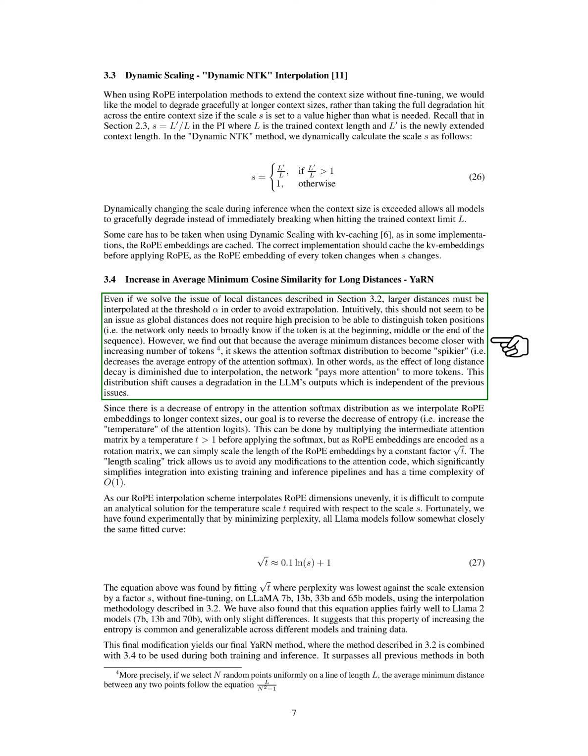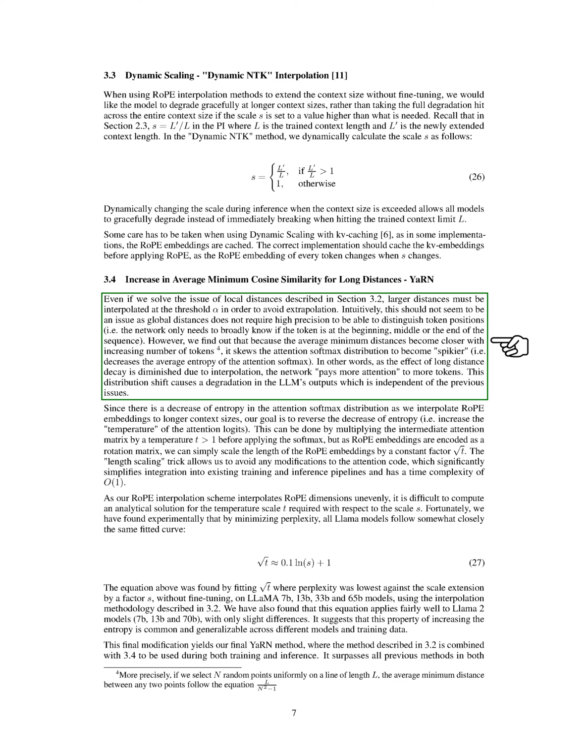However, we found that as the number of tokens increases, the average minimum distances become closer. This makes the attention softmax distribution more spiky, meaning it decreases the average entropy of the attention softmax. In simpler terms, as the effect of long-distance decay is reduced due to interpolation, the network pays more attention to more tokens. This shift in distribution causes a degradation in the outputs of the language model, which is independent of previous issues.